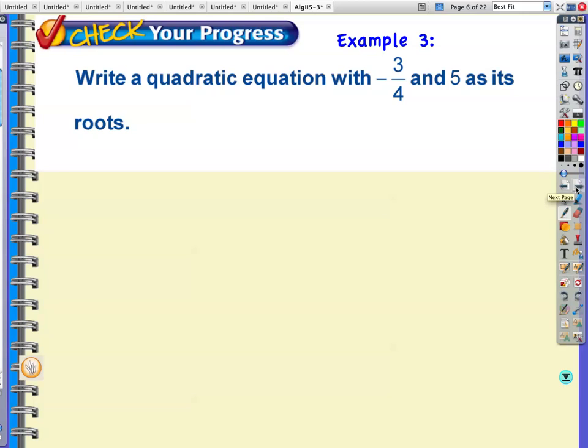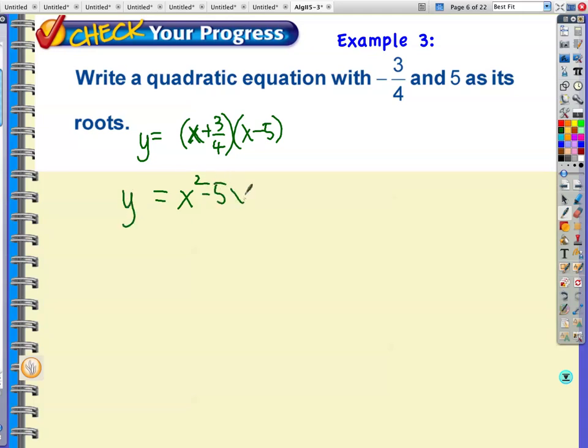Example number 3. Same idea right here. X minus negative 3/4 would be plus 3/4. And then I have x minus 5. Write a quadratic equation. Those are the roots. Let's go ahead and try it one more time. We've got x squared. We have negative 5x. We have 3/4 x. And then I have negative 15/4.